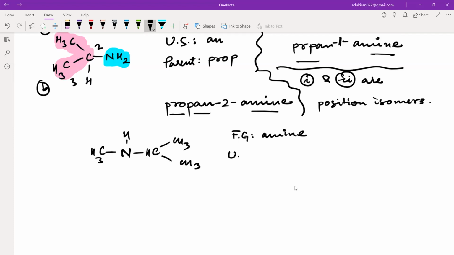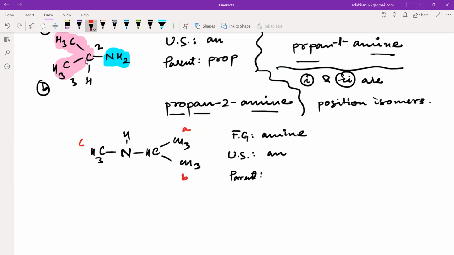Now tell me guys about unsaturation. Is there any double bond or triple bond? No. So it will be AN. Now you have to identify the parent. For parent, you have to identify the terminal first. So the terminals are, this is the terminal carbon, A, B, and C. This is also the terminal carbon.